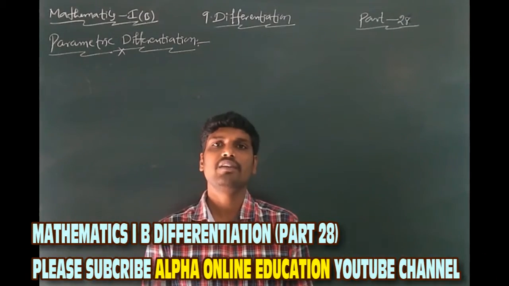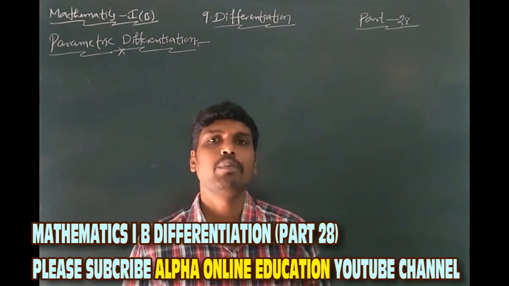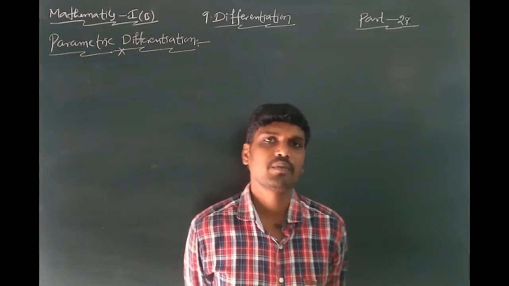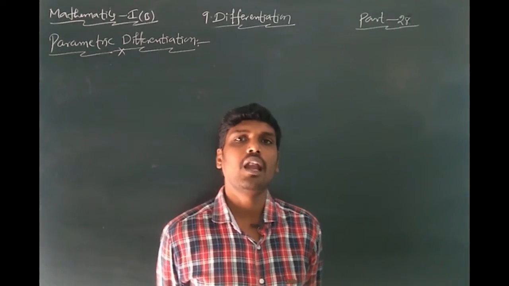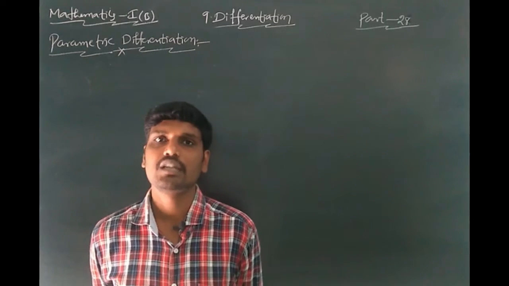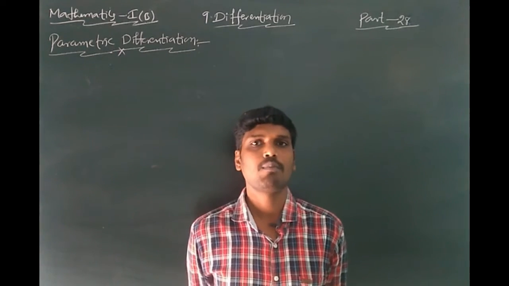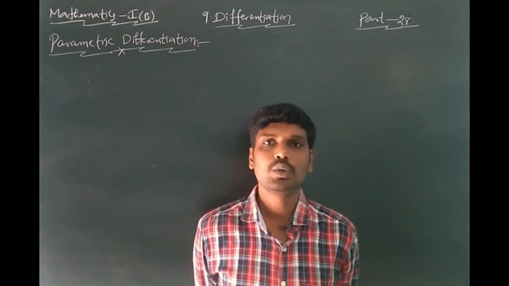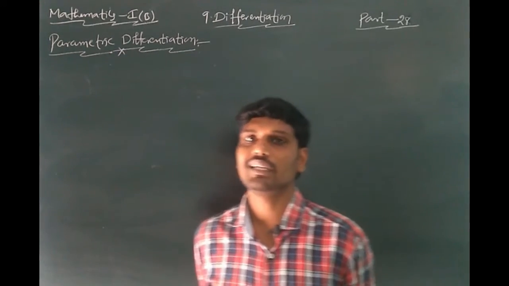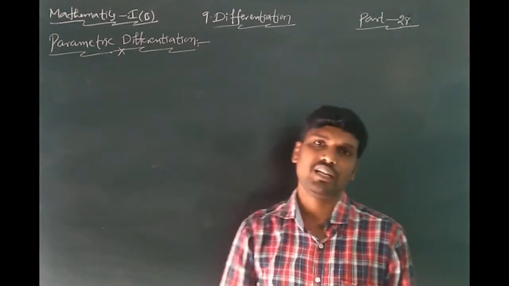Ninth chapter, differentiation. This chapter belongs to Mathematics 1B, part 28. Last part completed logarithmic differentiation, 2 marks, 4 marks, 7 marks total completed. Substitution method also completed. Today we discuss one more method, that is the parametric differentiation method.